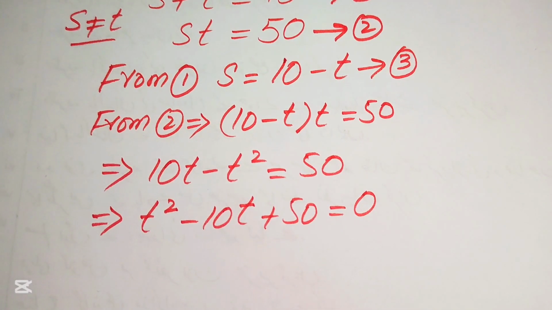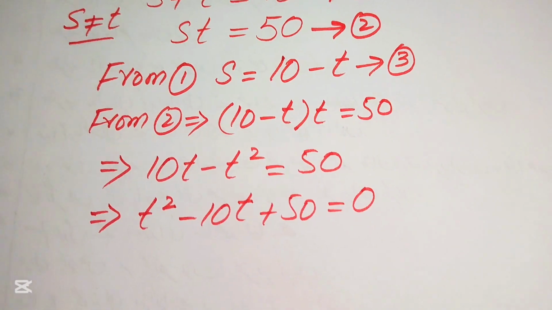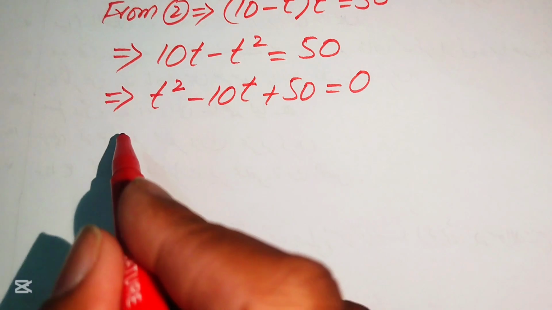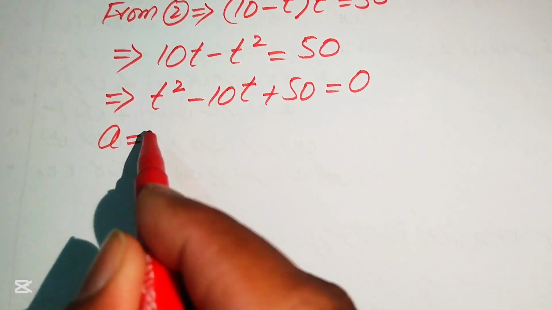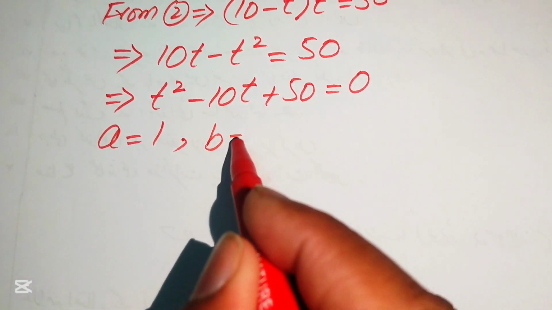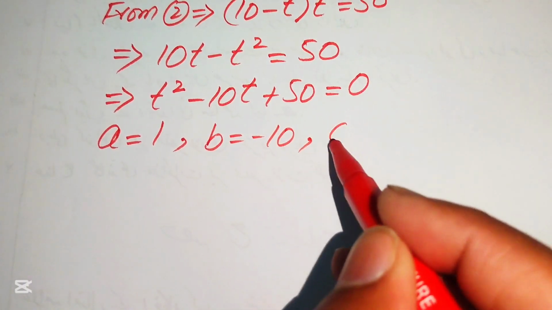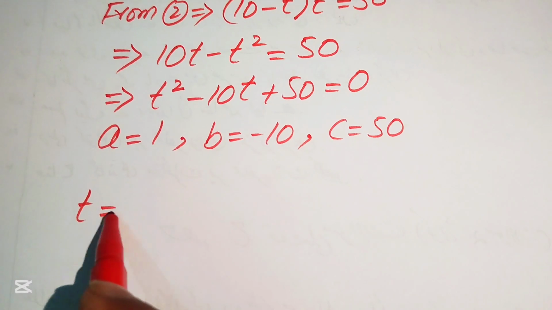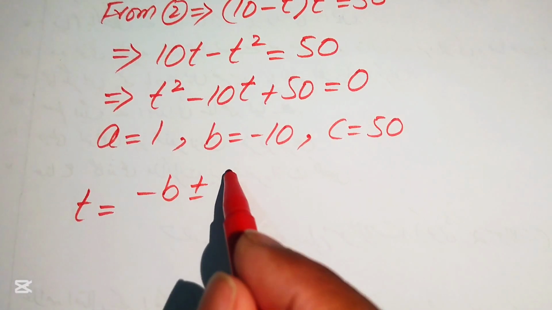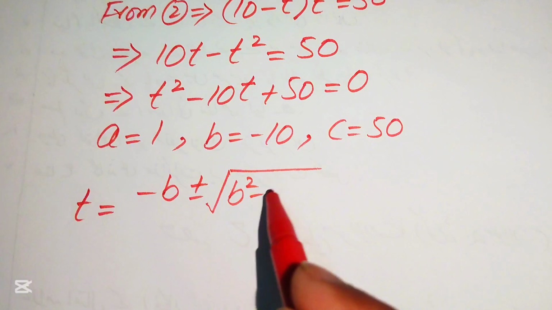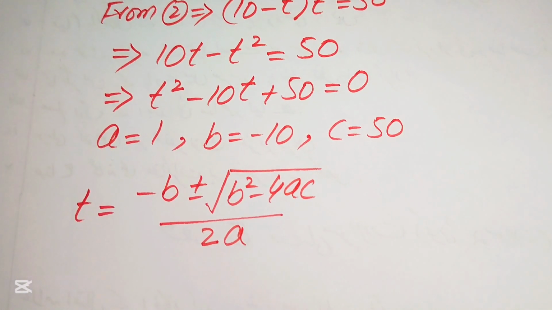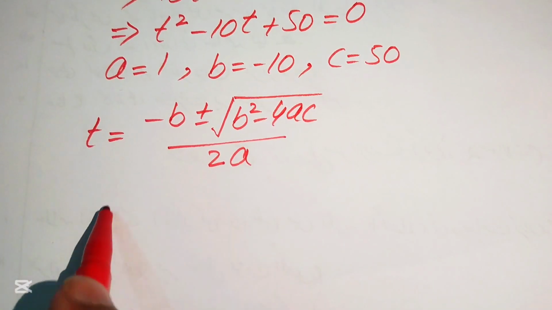Now you see this equation becomes quadratic in the t variable, so we can easily find the roots of this equation by applying the quadratic formula. First we write the coefficients of this equation: a equals 1, b equals minus 10, and c equals 50. The quadratic formula is stated as t equals minus b plus minus square root of b square minus 4ac, divided by 2a. This is our quadratic formula.